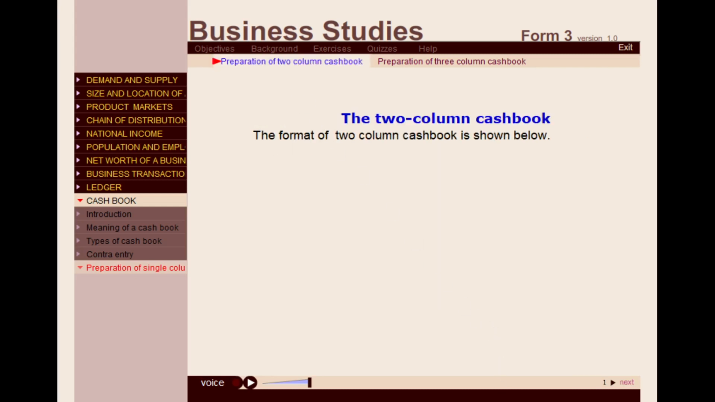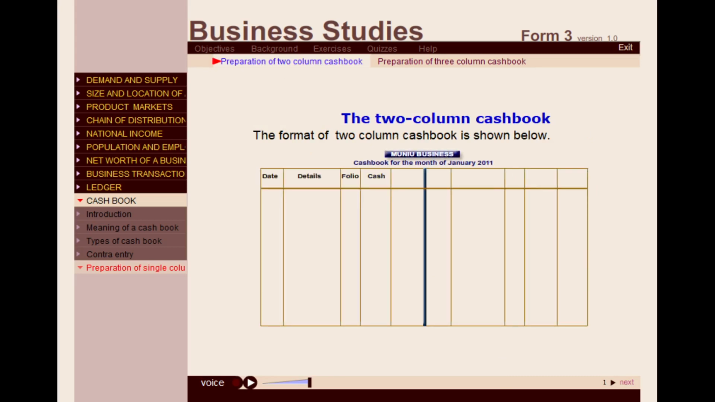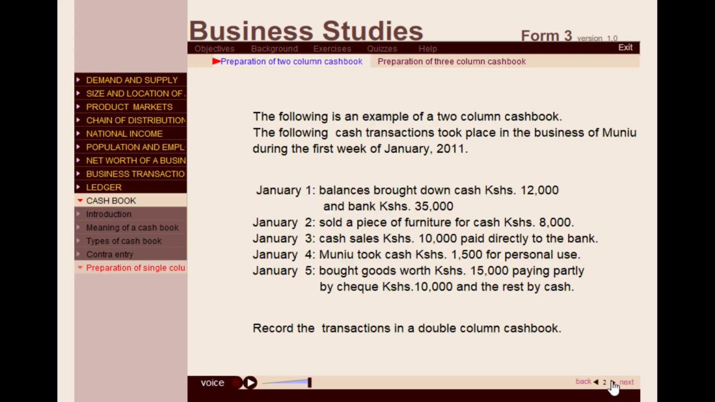The two-column cash book. The format of a two-column cash book is shown below. The following is an example of a two-column cash book. The following cash transactions took place in the business of Muniu during the first week of January 2003.